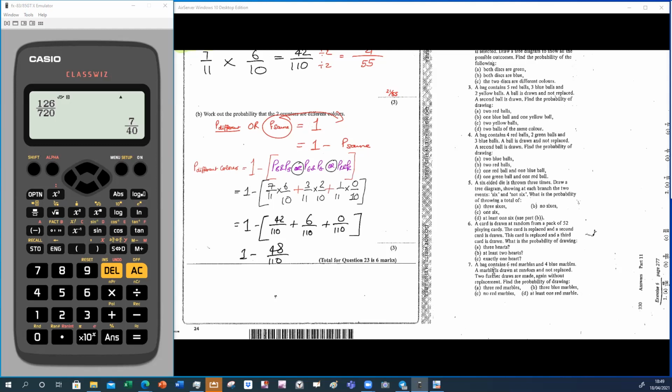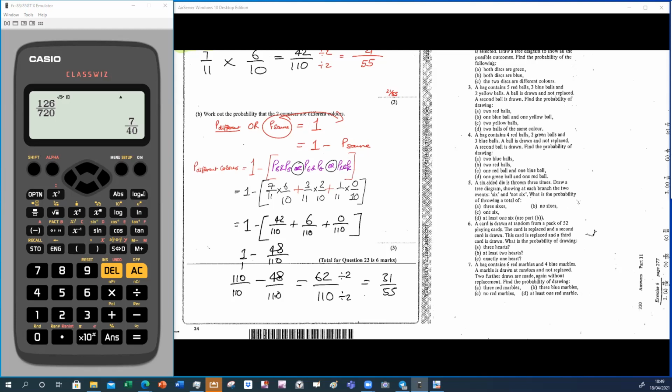Now 1 minus 48 over 110. How do we do that? 110 minus 48. One is the same as what? 110 over 110. So 110 minus 48 will give us 62. Are you sure? Yes, 62. And then what do we do? Divide by 2. 31 over 55.